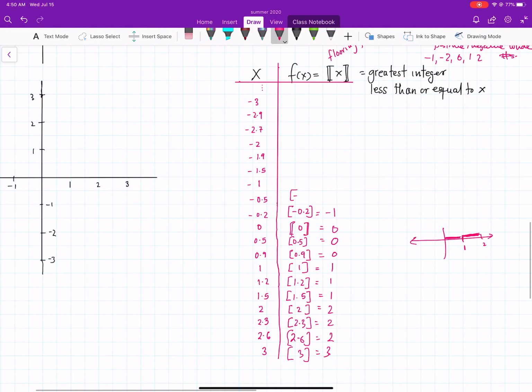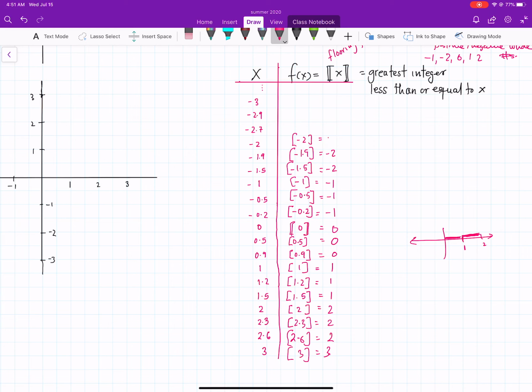Negative 1 is less than negative 0.2. If I pick negative 0.5, the greatest integer that is less than or equal to negative 0.5 is negative 1. If I pick negative 1, then I'm at negative 1. If I go to negative 1.5, the integer that is less than or equal to negative 1.5 has to be negative 2. We get negative 1.9, it's going to be negative 2.